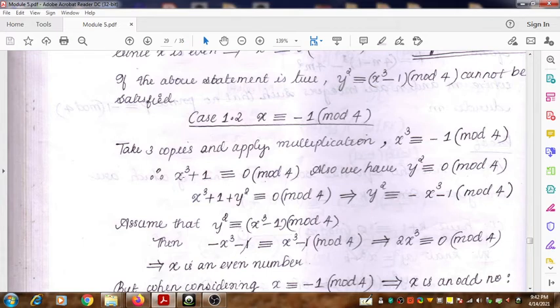Then we also have the condition on y that remains, y square is congruent to 0 mod 4. Therefore adding these two statements, x cube plus 1 is congruent to 0 mod 4 and y square is congruent to 0 mod 4, we get that x cube plus 1 plus y square is congruent to 0 mod 4, that is y square is congruent to minus x cube minus 1 mod 4.